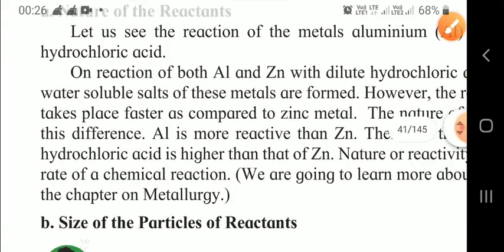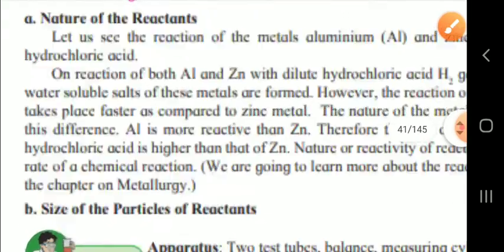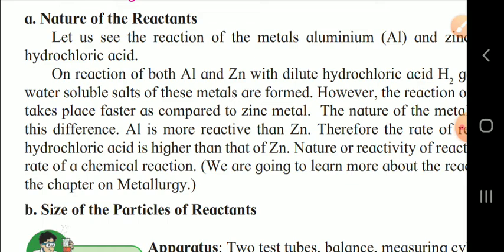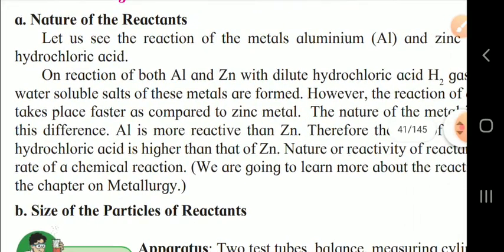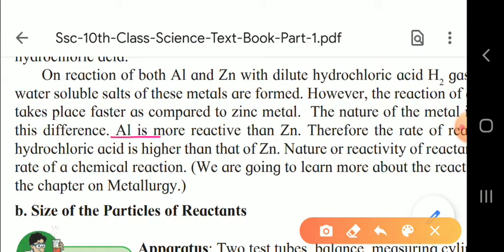So this point you have to note down, children. It is a very important point that aluminium is more reactive than zinc. Therefore, the rate of reaction with hydrochloric acid of aluminium is faster than zinc. So the reactivity of the reactant influences the rate of chemical reaction.